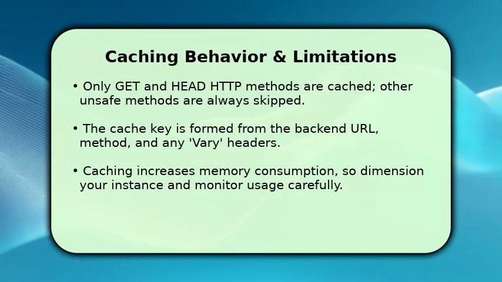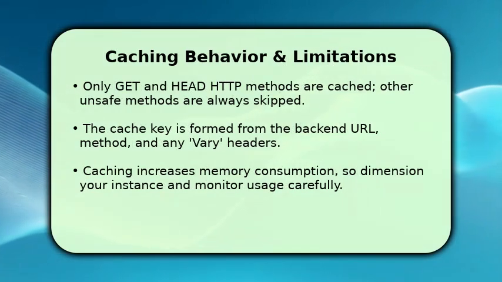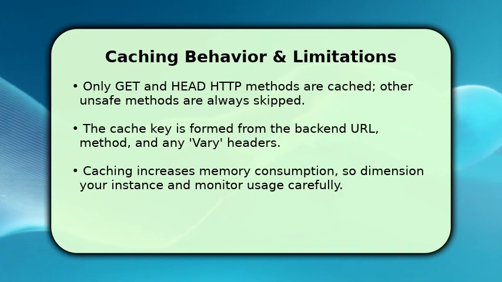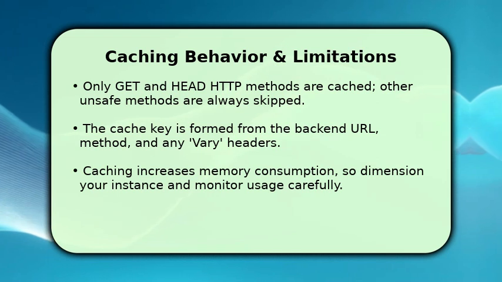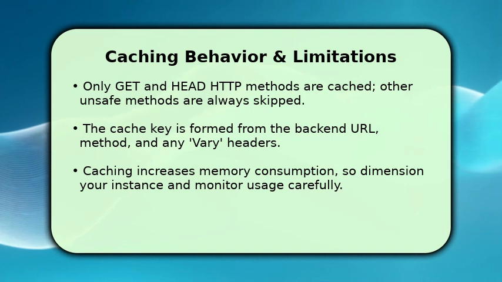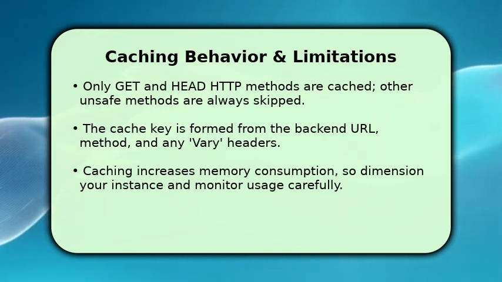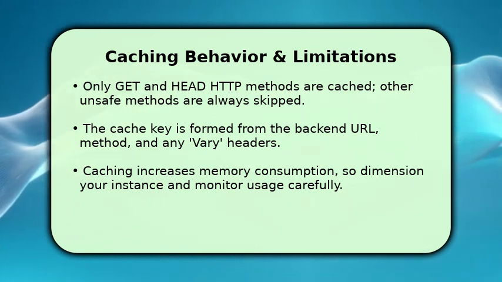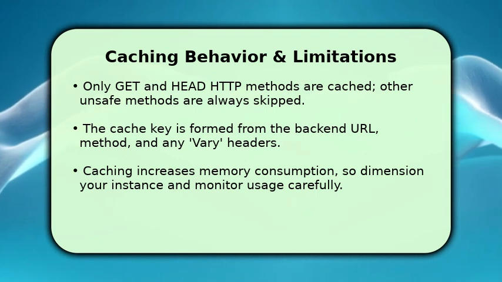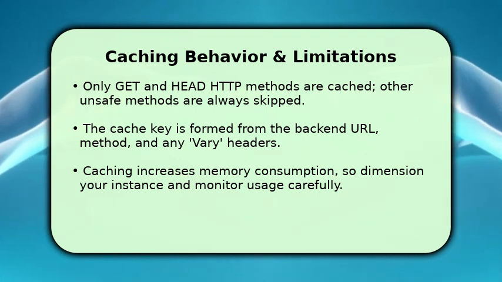It's important to understand that KrakenD only caches responses from GET and HEAD HTTP methods. Any other methods, like POST or DELETE, will bypass the cache entirely. The cache key, which identifies stored content, is generated from the backend URL, the HTTP method, and any Vary headers present. Be aware that caching significantly increases memory consumption, as data is stored in RAM until expiration. Therefore, it is crucial to dimension your KrakenD instance appropriately and continuously monitor its memory usage.